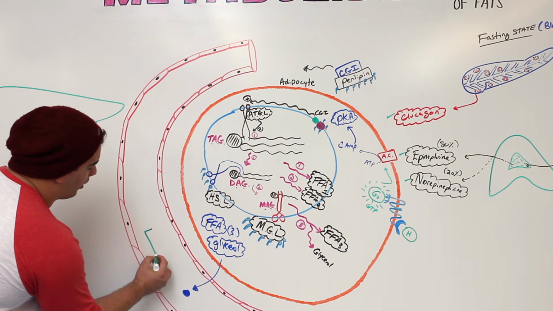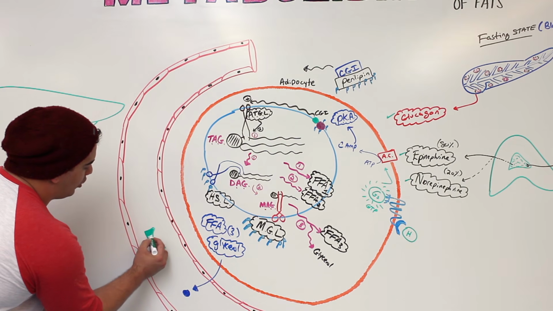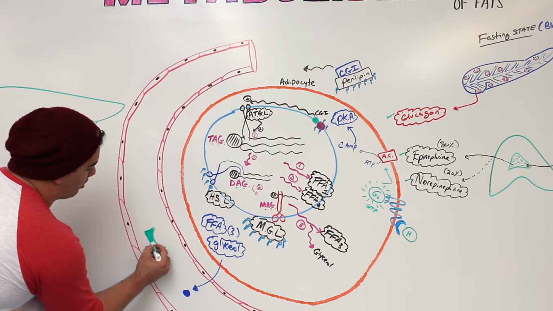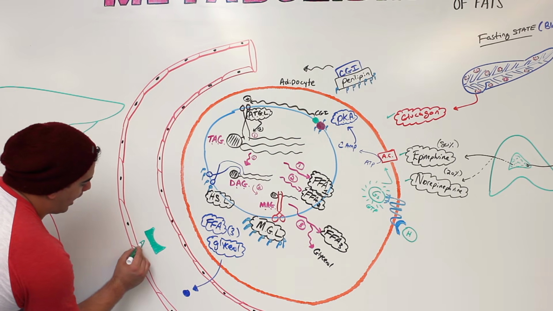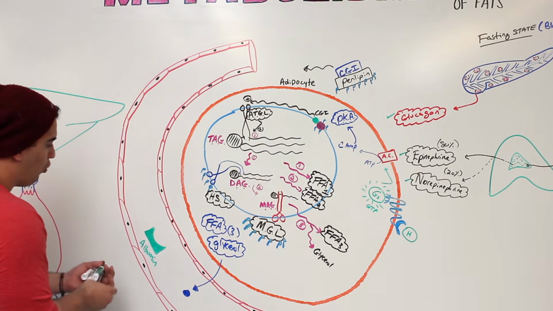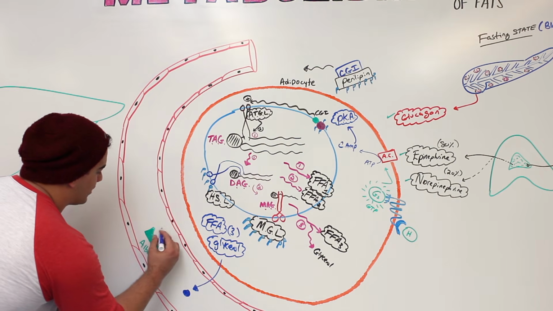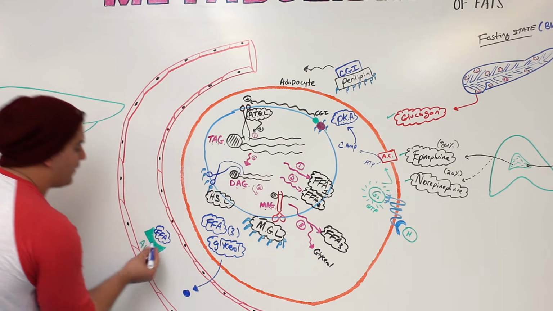So sitting over here, waiting for those free fatty acids is a special molecule. This molecule is waiting and circulating throughout our blood plasma. It accounts for about 60% of our plasma proteins inside of the blood. This molecule is called albumin. And albumin will bind these free fatty acids. And then what will it do with them? It'll take these free fatty acids to different tissues in the body.